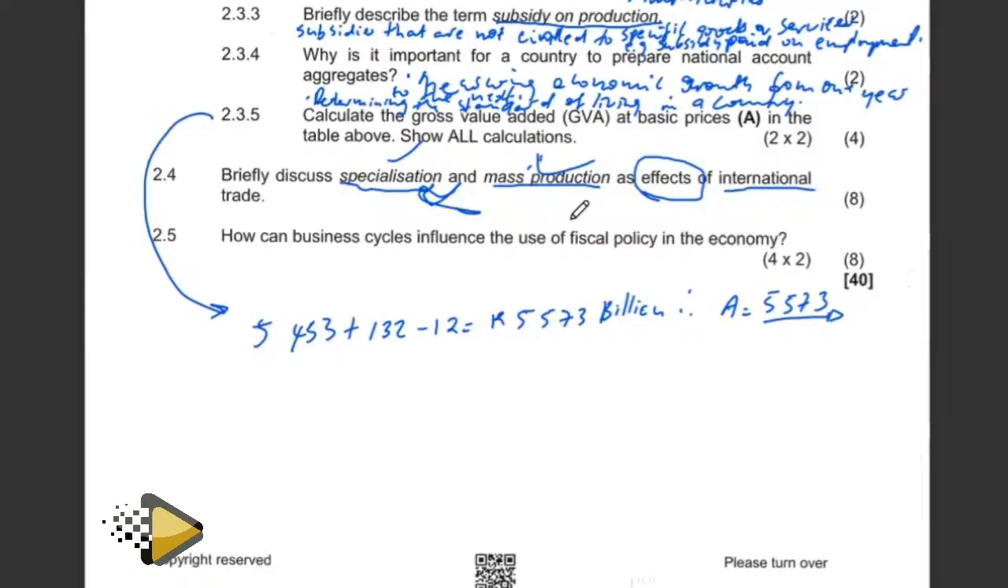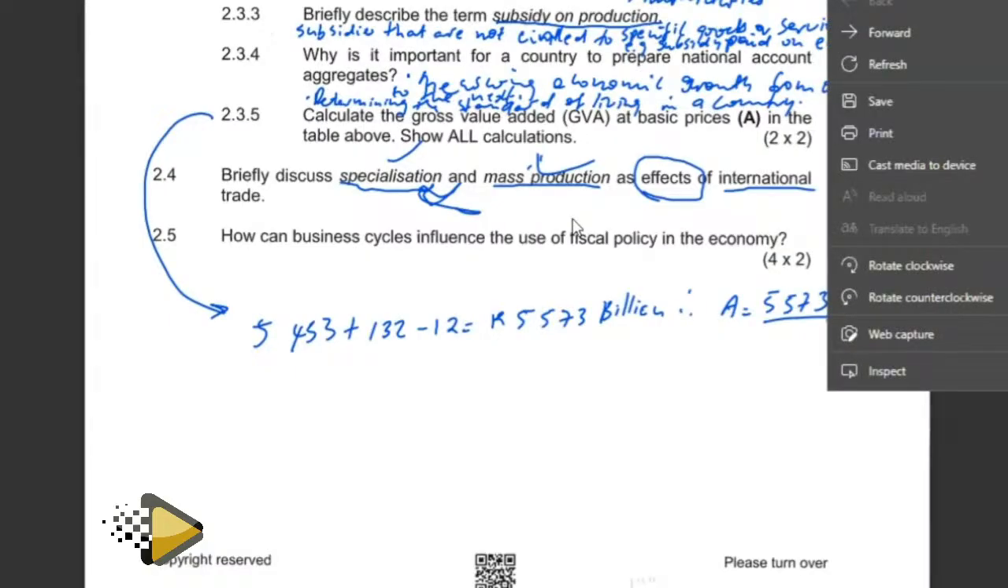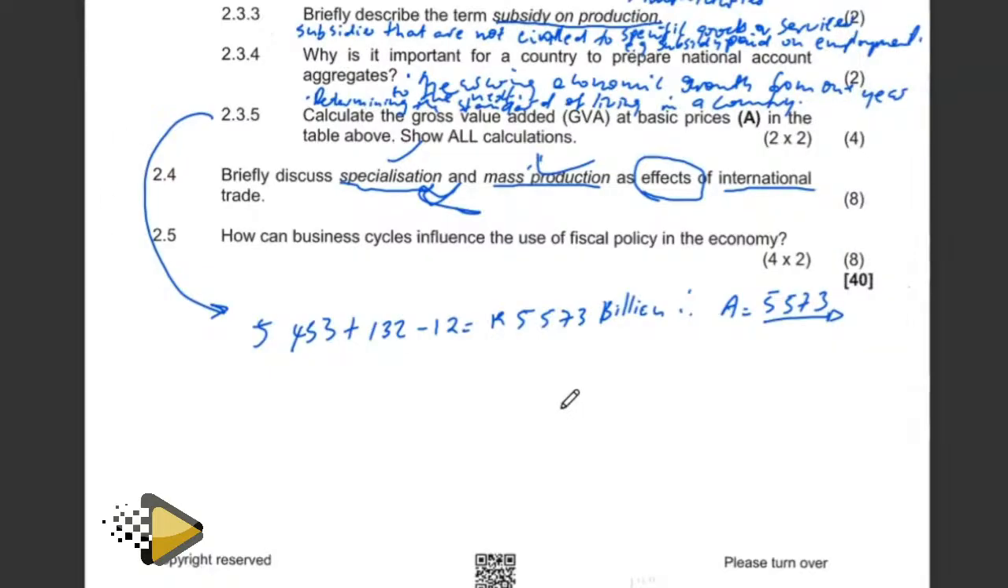Okay, right. So now moving on to the next question, which is 2.5. It asks how the business cycle can influence the use of fiscal policy in an economy. So now I'm going to explain the concepts of the economy, the business cycle and fiscal policy. When we talk of an economy under economics, we refer to four market participants or decision makers, namely households, firms or businesses, governments, as well as the foreign sector.